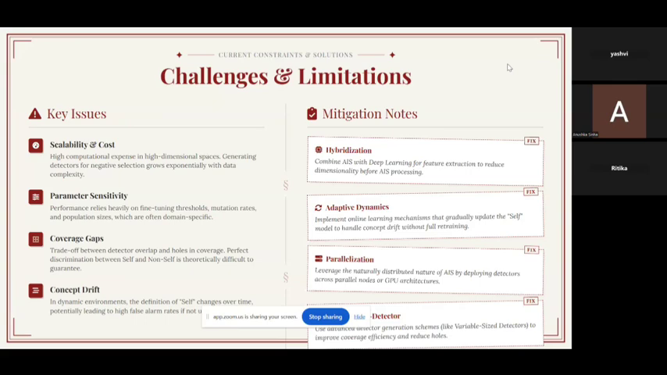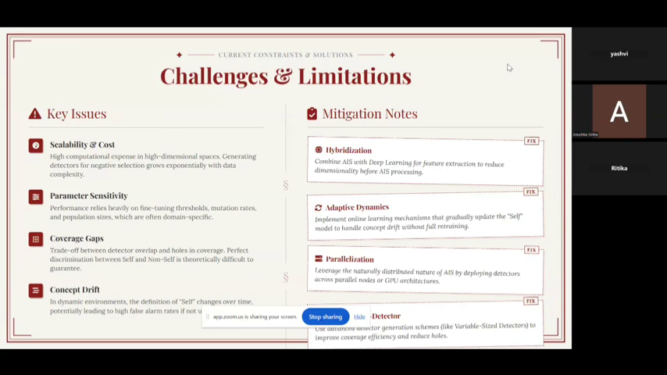One way is hybridization. We use deep learning for feature extraction to reduce dimensionality and then apply AIS. This makes the system faster and more scalable. Second is adaptive dynamics. Implement online learning so the AIS model updates itself gradually to match concept drift without needing full retraining.